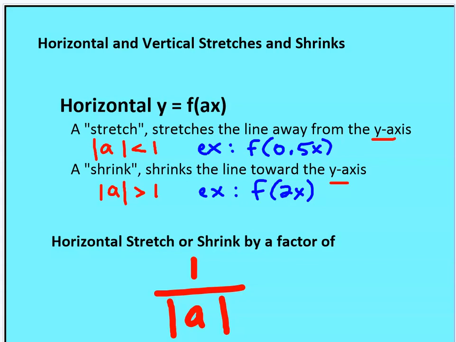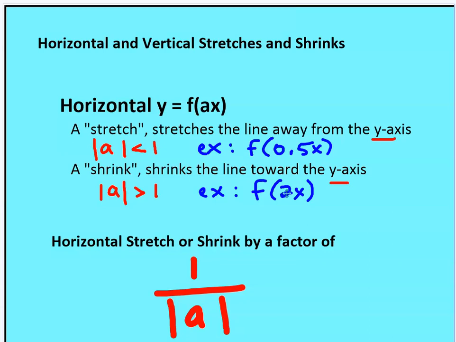All right, so when we talked about a factor for a horizontal stretch, it's going to be 1 over the absolute value of a. So the vertical stretch is just the absolute value of a. So you have to be mindful of the difference in the factor for horizontal and vertical stretches. And this means that for the first example, I am stretching by a factor of 2, right, because it's 1 over 1/2. And then I'm shrinking by a factor of 1/2, in this case 1 over 2.